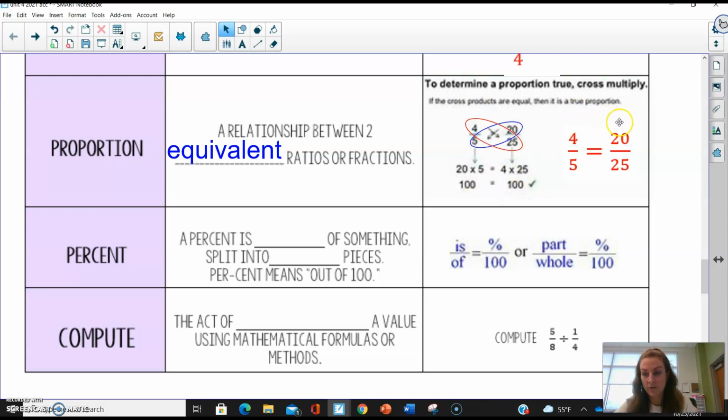Now, one way we can check for proportionality, which isn't always the easiest, we can check to see the relationship here. If 4 times 5 is 20, it is proportional if on the bottom, in my denominator, we have that same relationship. So 5 times 5 is 25. So again, this is showing a proportional relationship.